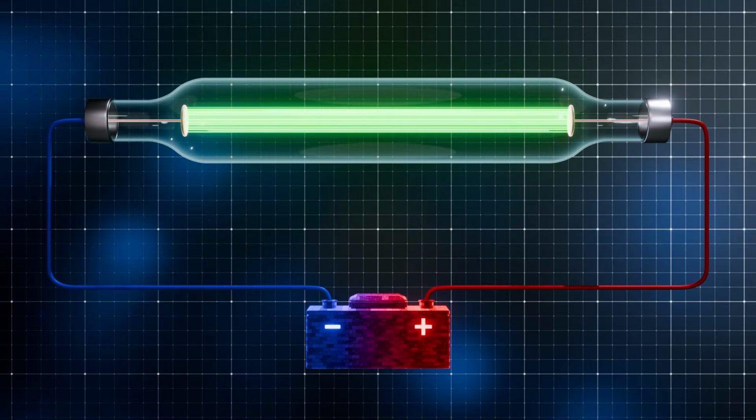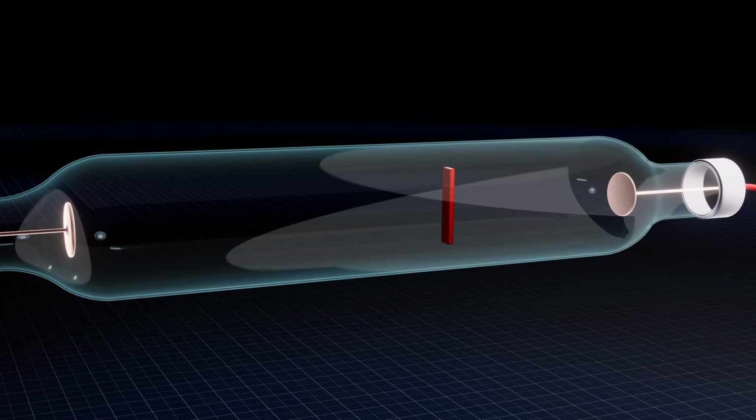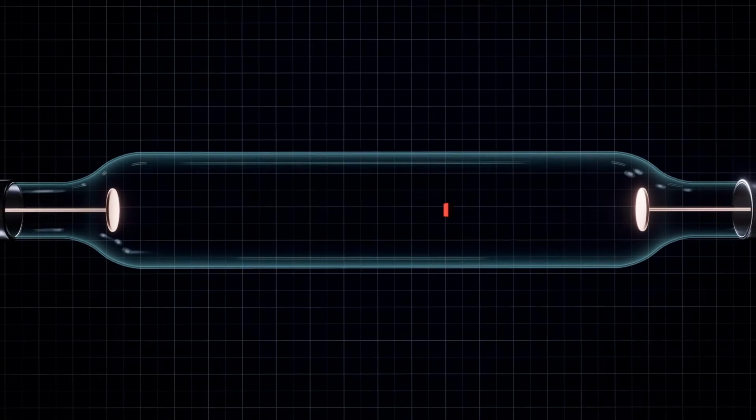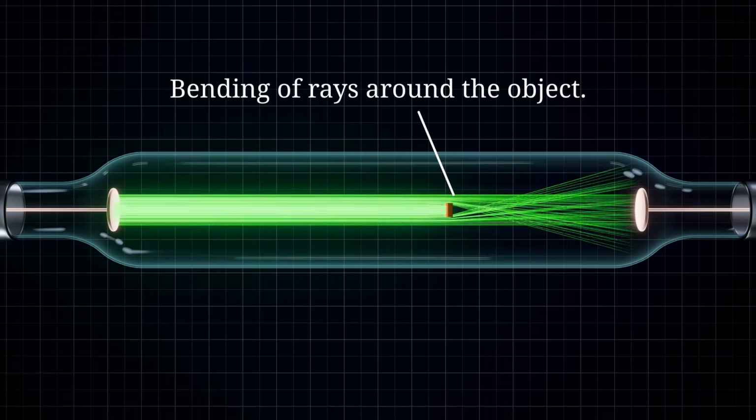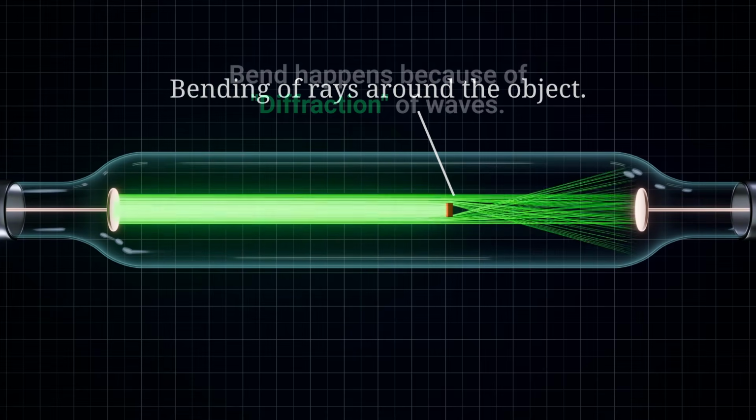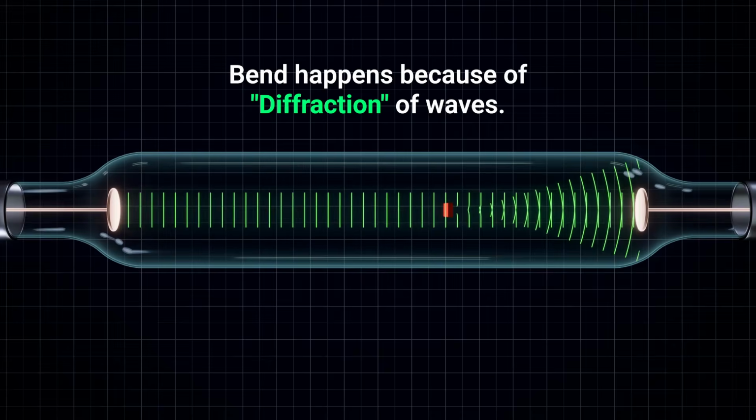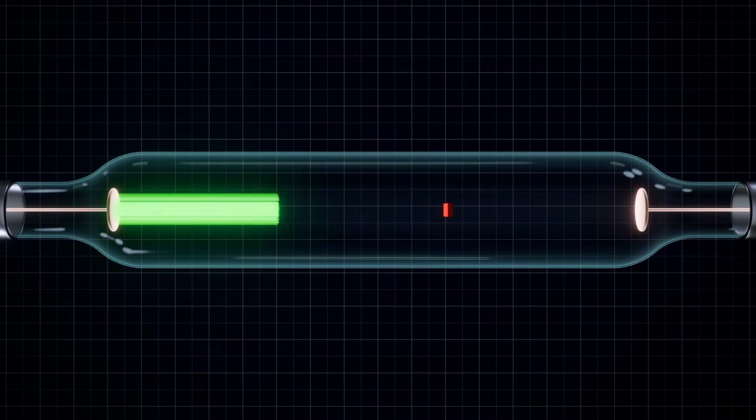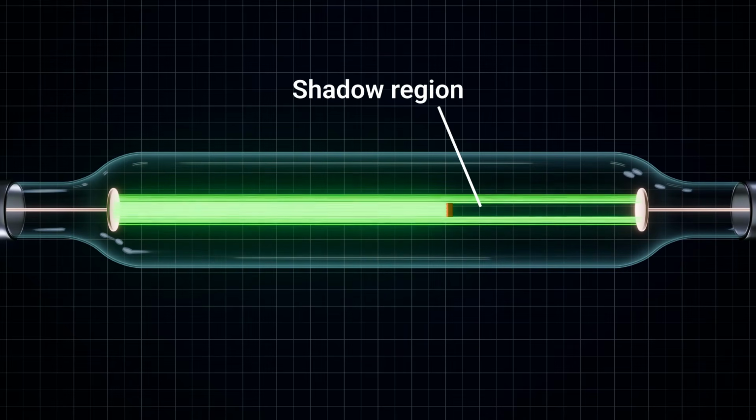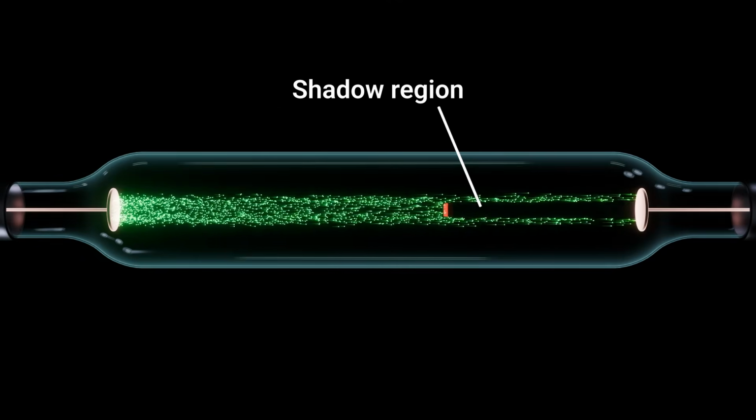To find out whether cathode rays were composed of waves or particles, Thomson placed an object in their path. Now let's say that the rays were made up of waves, then the rays would bend near the object due to the diffraction of waves. But this did not happen. Instead, the rays traveled in a straight line, casting a sharp shadow behind the object. This suggested that they were made of particles rather than waves.